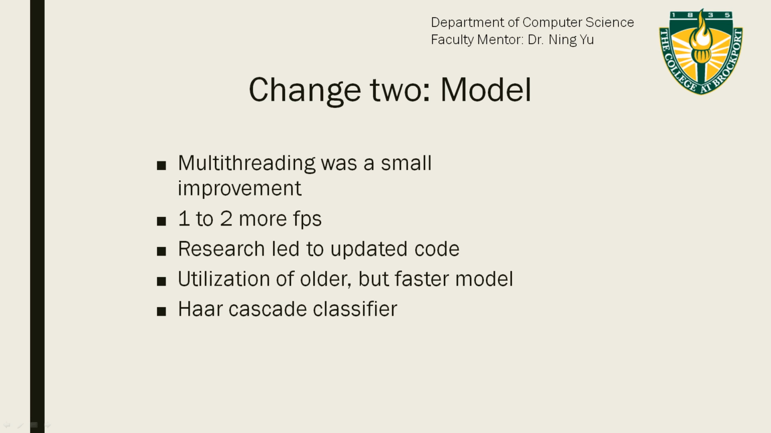So I want to spend the rest of the presentation briefly explaining the Haar Cascade classifier, because it was the thing that sped up the camera and led to the actual facial recognition on the Raspberry Pi.